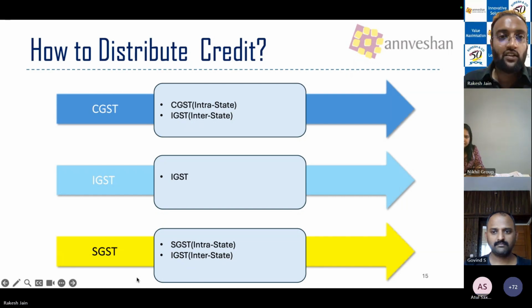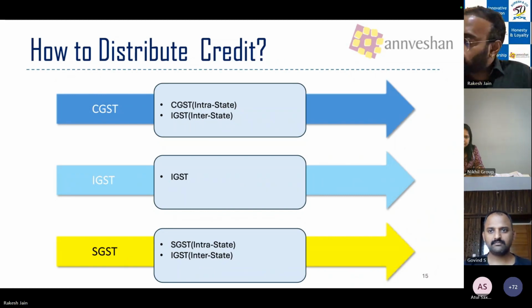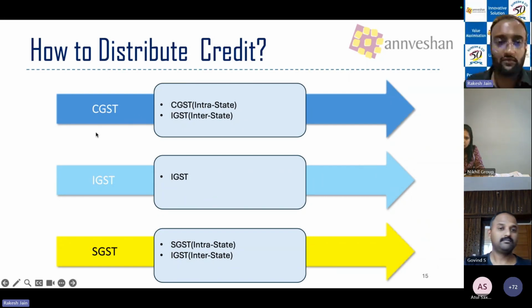Now, how do we distribute this credit? It's very simple. CGST can go as intrastate within the same state, because wherever you take ISD registration in that particular state, you will have two registrations: the regular registration and another an ISD registration. So CGST will go as CGST, or it will go as IGST to any other state. Similarly for SGST and IGST also.